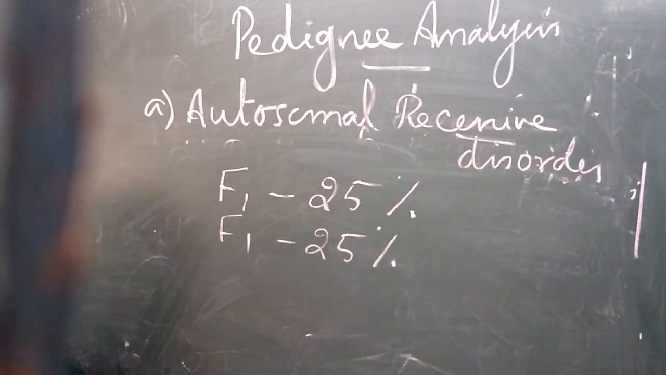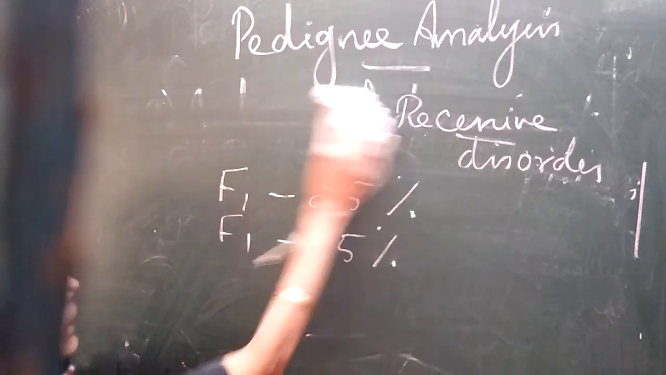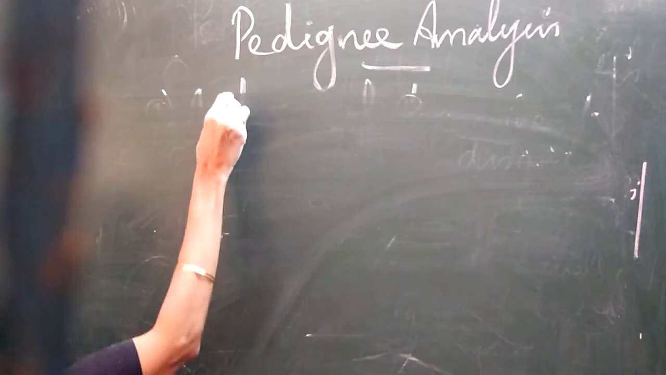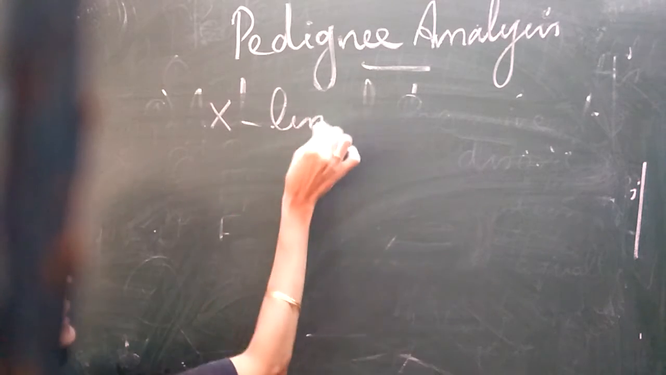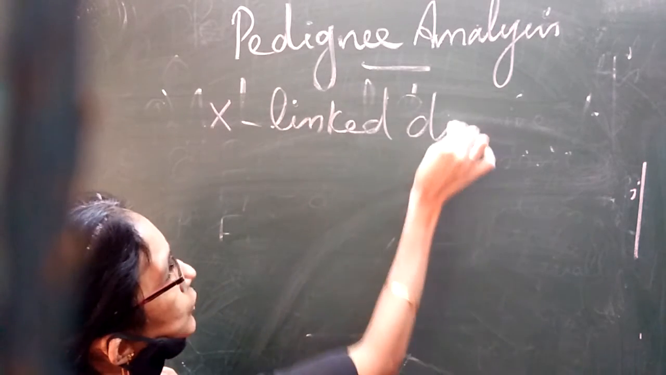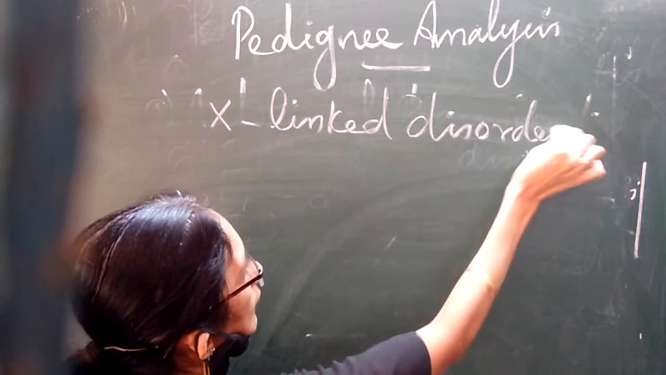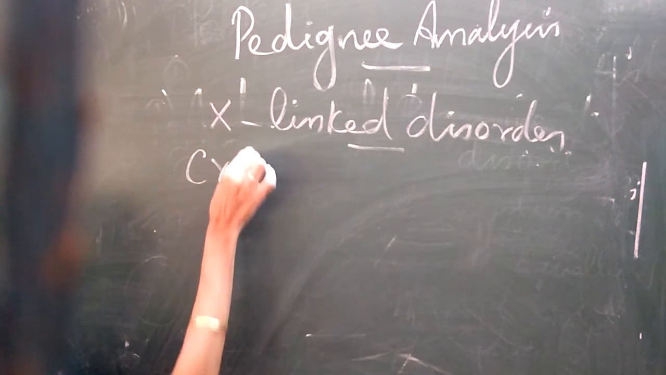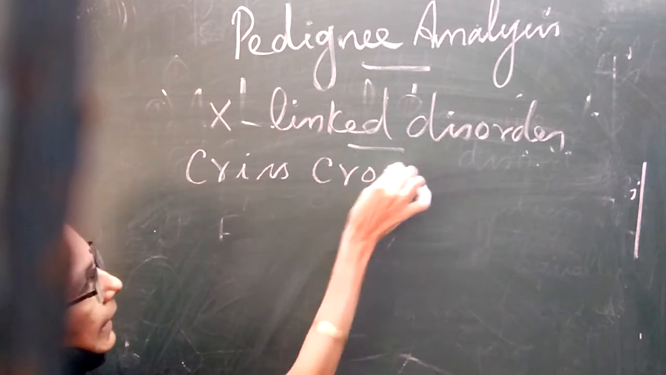Now the next one is about the X-linked disorder. Third one is about X-linked disorder. And you will be studying only about X-linked recessive type of disorder. Here what will happen? It always follows a criss-cross pattern.